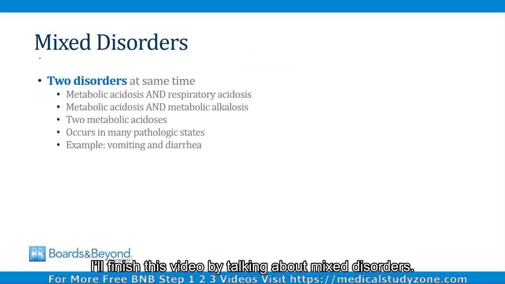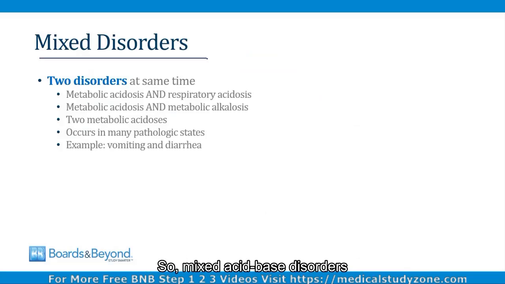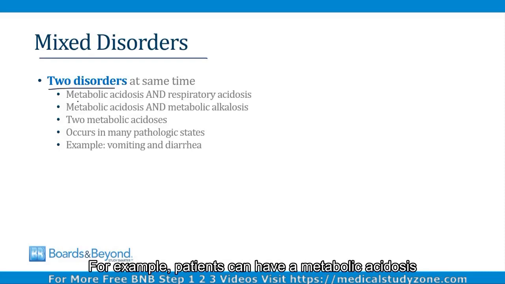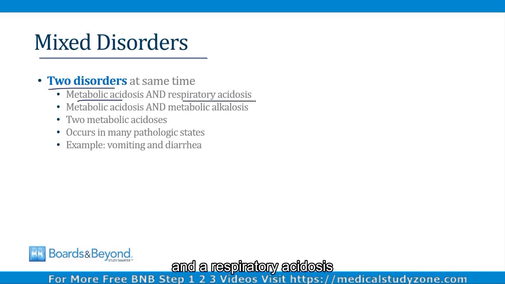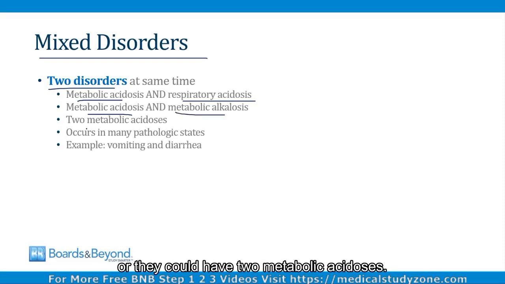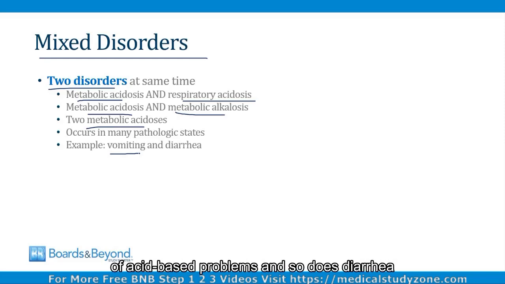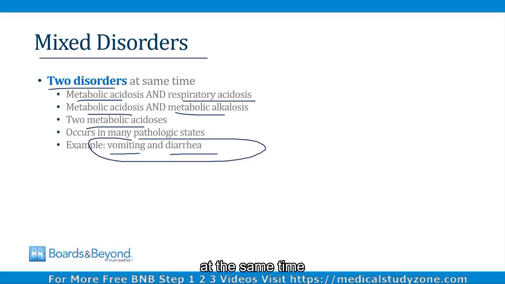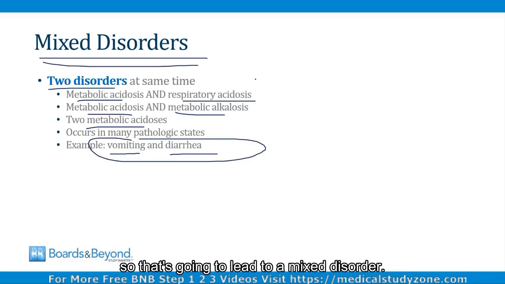I'll finish this video by talking about mixed disorders. So mixed acid-base disorders are when there are two disorders occurring at the same time. For example, patients can have a metabolic acidosis and a respiratory acidosis, or a metabolic acidosis and a metabolic alkalosis, or they could have two metabolic acidoses. And this occurs in many pathologic states. For example, vomiting causes a certain set of acid-base problems, and so does diarrhea, and many patients develop vomiting and diarrhea at the same time, so that's going to lead to a mixed disorder.